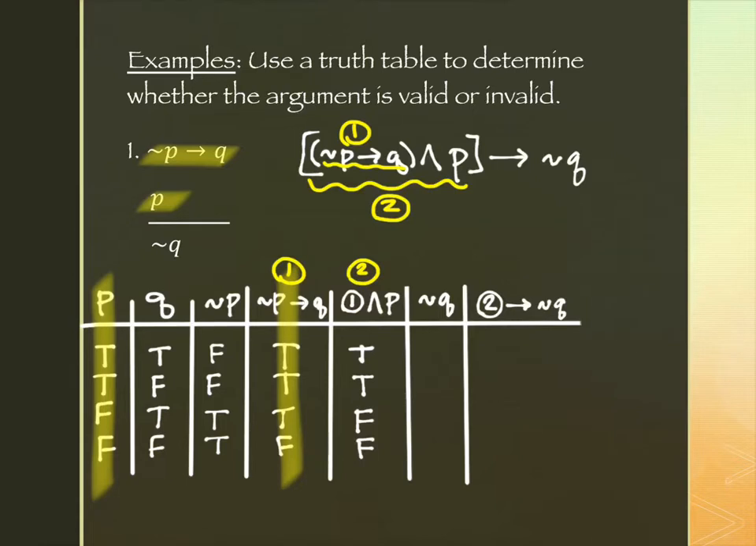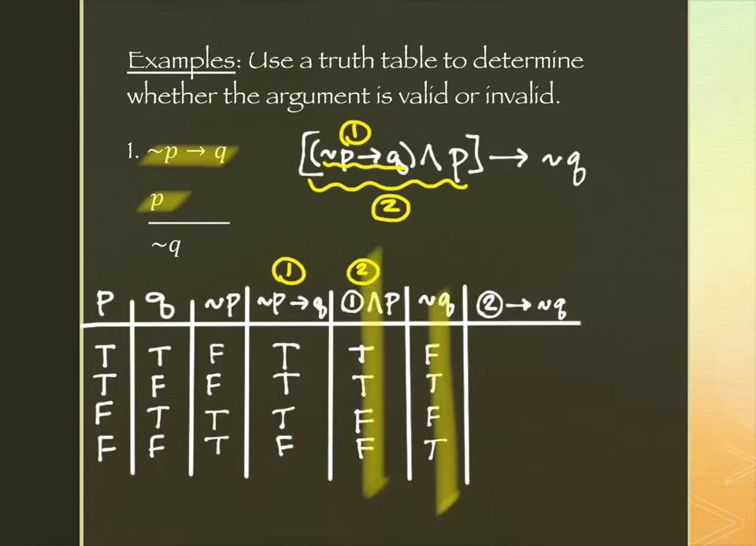We have a tilde column again. Okay, so negation columns are the ones that are really nice and quick. So we have the negation of column Q. So Q was true, false, true, false. So what's the negation of Q? False, true, false, true. Excellent. And then we're going to do column 2 implies column tilde Q. So it's going to look like this.